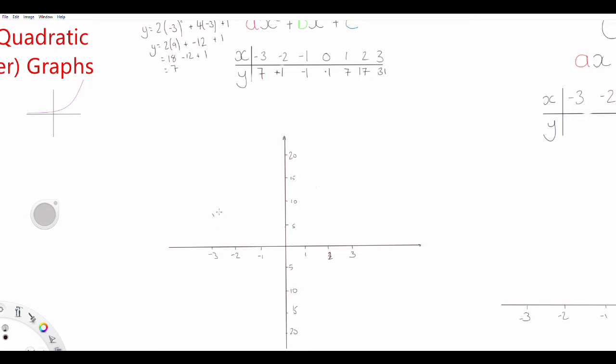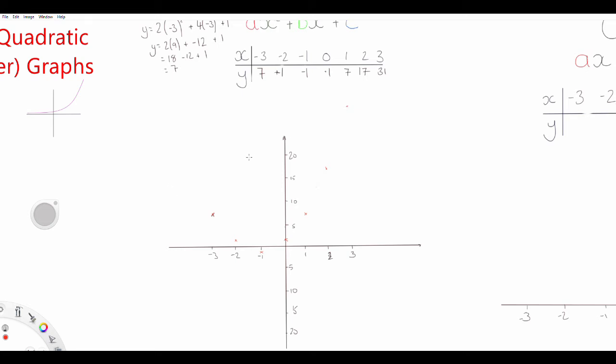-3, 7. Let's go with a nice red. -2, 1. -1, -1. 0, 1. 1, 7. 2, 17, and 3, 31. It can be up there.